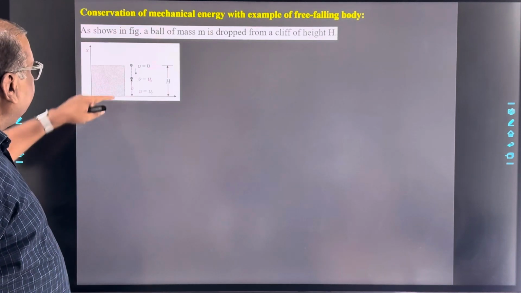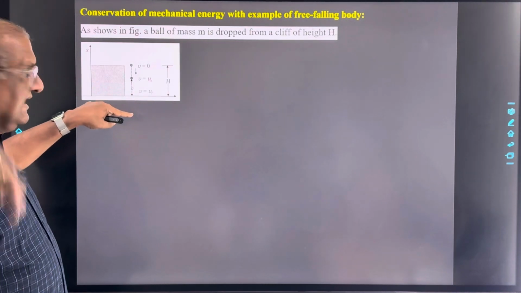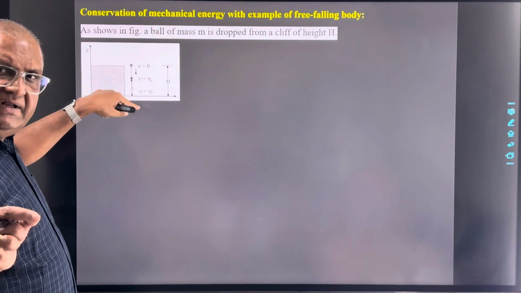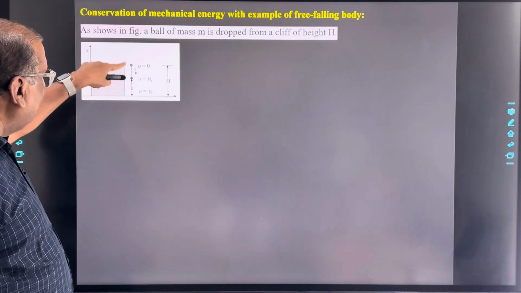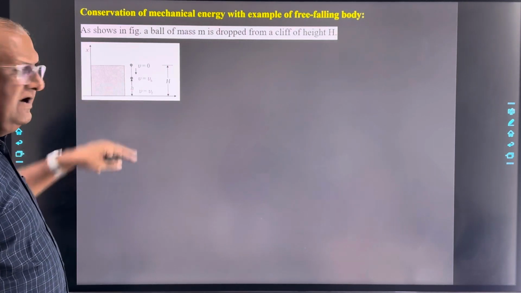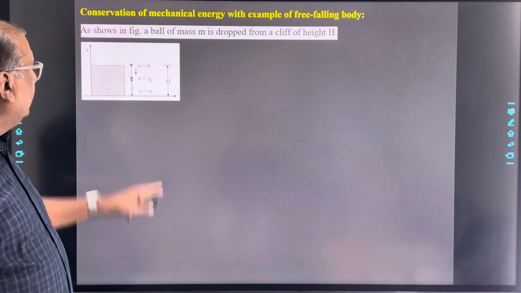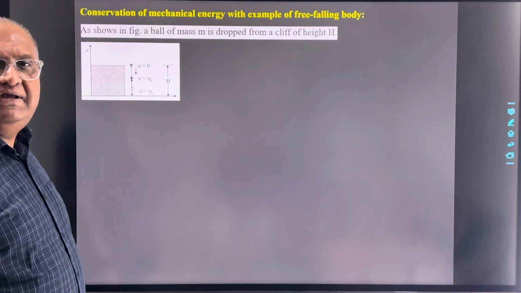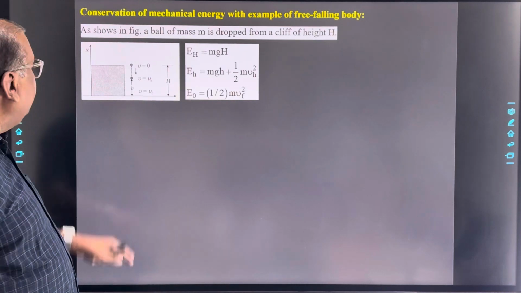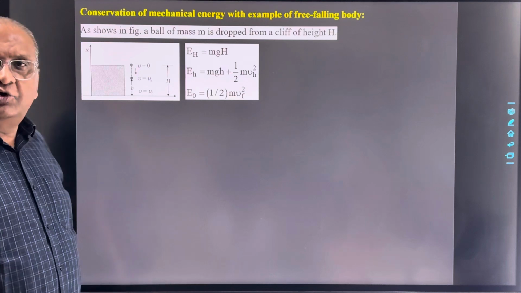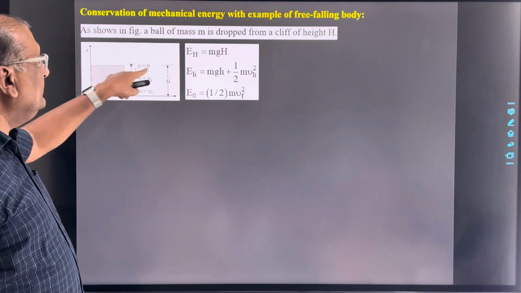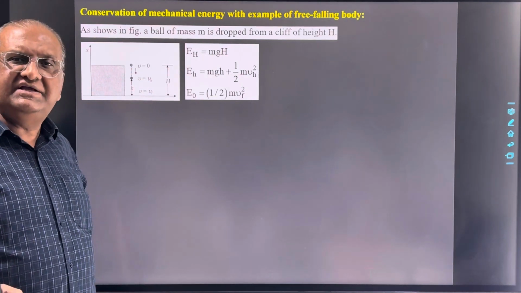Now, when the body is at height small h, and is passing through it, suppose its velocity is vh, and finally when it hits the ground, its velocity is vf. Then we can write the mechanical energy of the body at height H. The initial velocity is 0, so kinetic energy plus potential energy is 0 plus mgH.